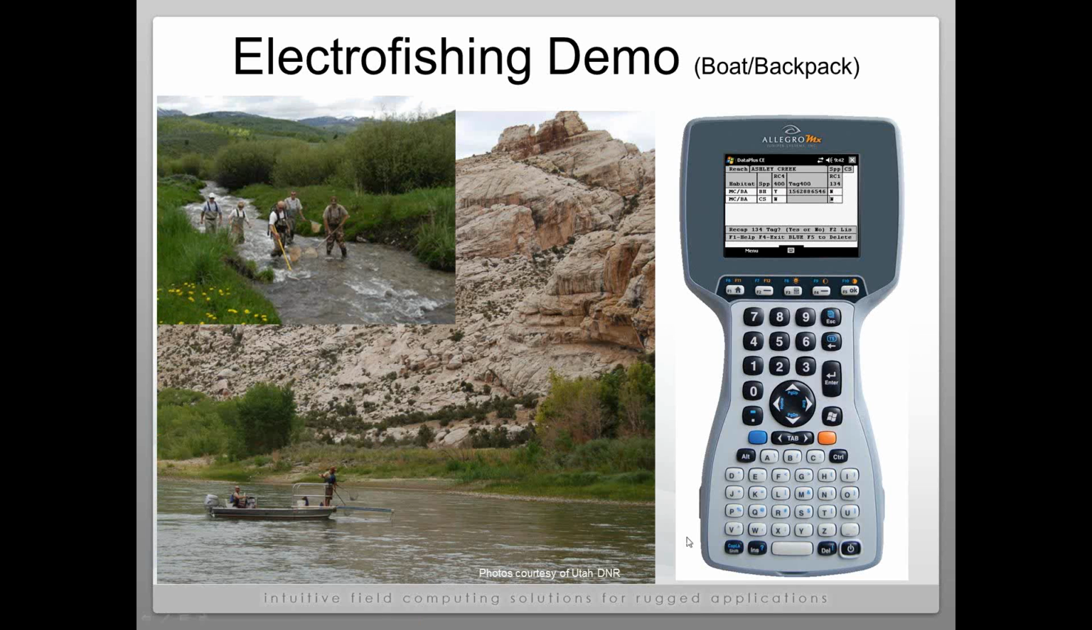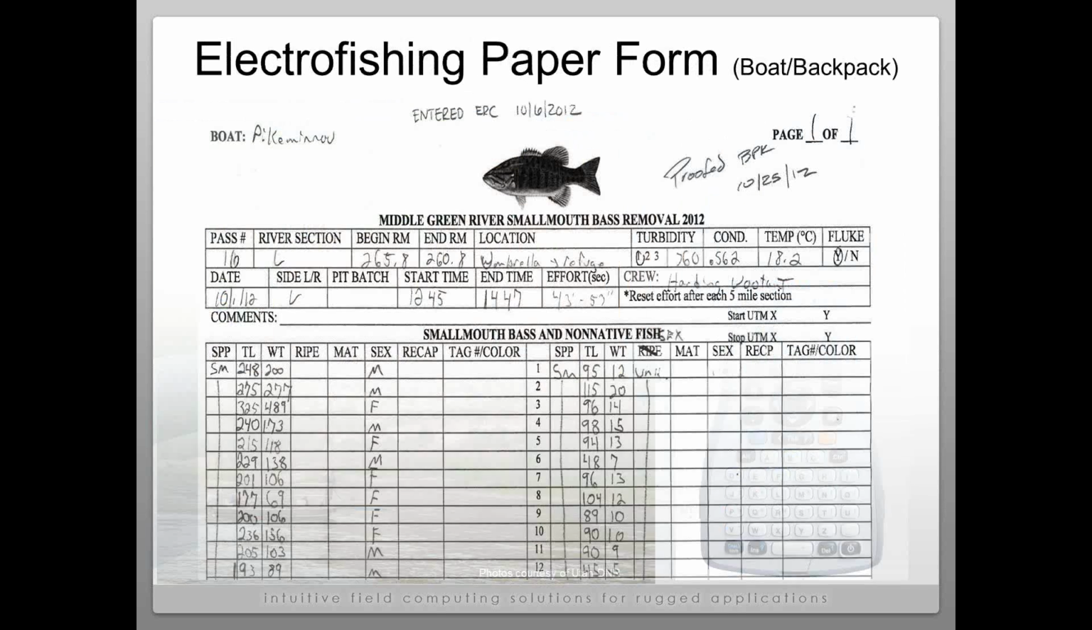This could be the same scenario based on backpack electrofishing. So if there's some scenario where you're collecting fish and either entering them right when you catch them or entering the data at a fixed interval, this works quite well. Here's an example of their paper form. They would have stacks and stacks of these things that they're filling out, every 5 miles on a river mile, where they're doing a lot of invasive fish removal.